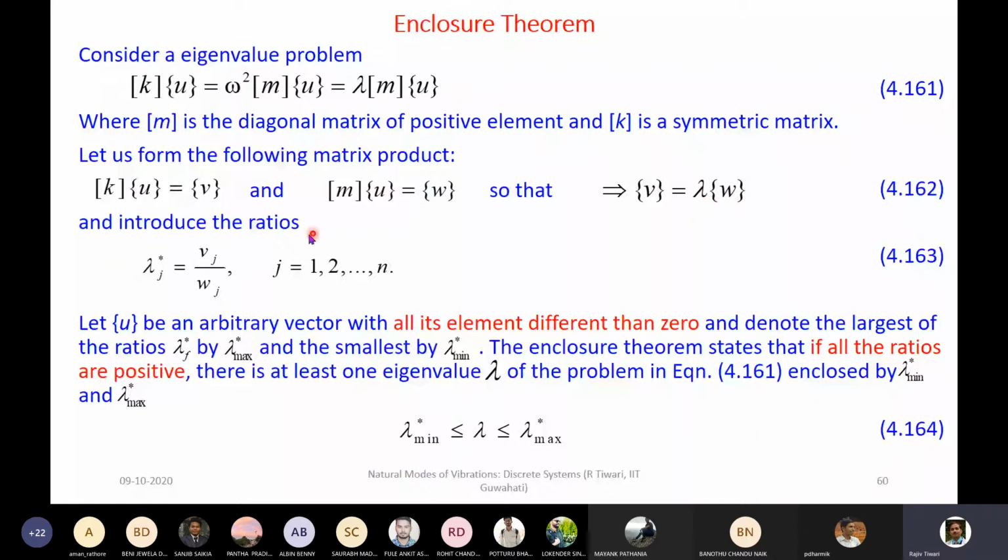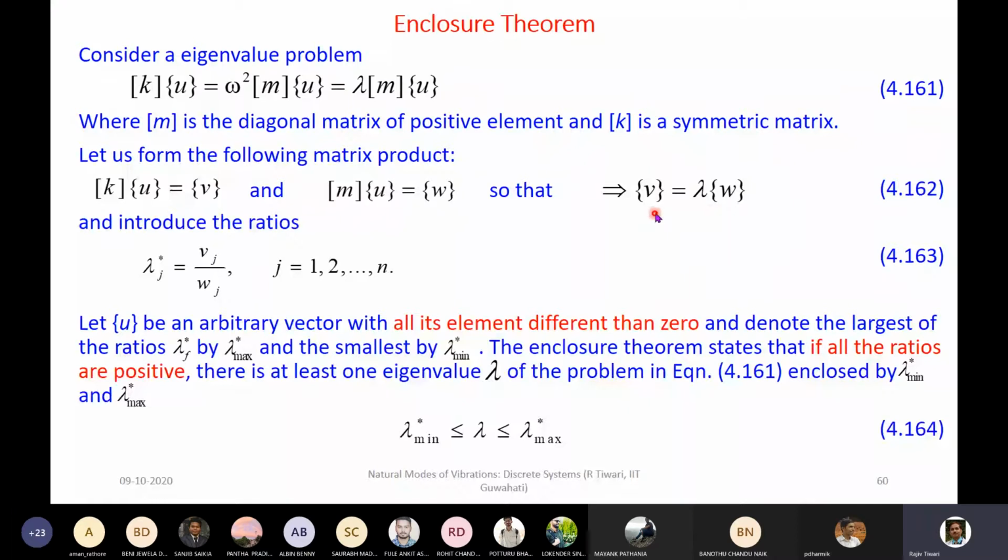Now I'm going to define a ratio. If you see v, what is its size? v is a vector of size n by 1. Similarly, w is a vector of size n by 1, because we had the mass matrix and the stiffness matrix of n by n size.